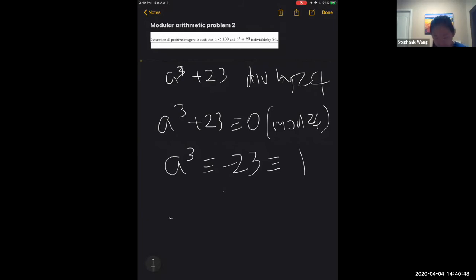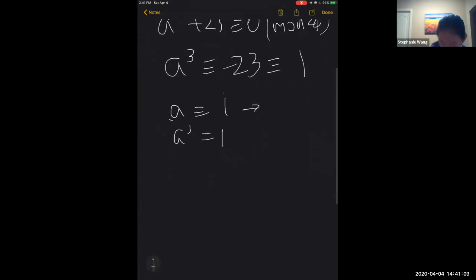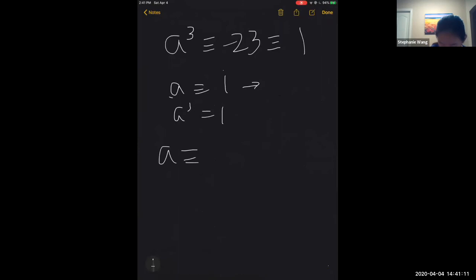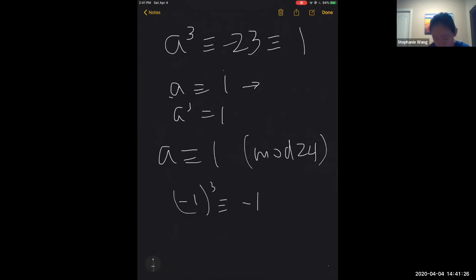And that just means that a is going to be congruent to 1 as well, because when a is congruent to 1, if we find a cubed, that'll also be congruent to 1, because you can do multiplication in mods. So now we just know that a is congruent to 1 mod 24. And the reason why no other a works for this is because, well, if we have, let's say, negative 1, you cube it, you get negative 1 mod 24. We get anything, and then we cube it, mod 24, it doesn't work.